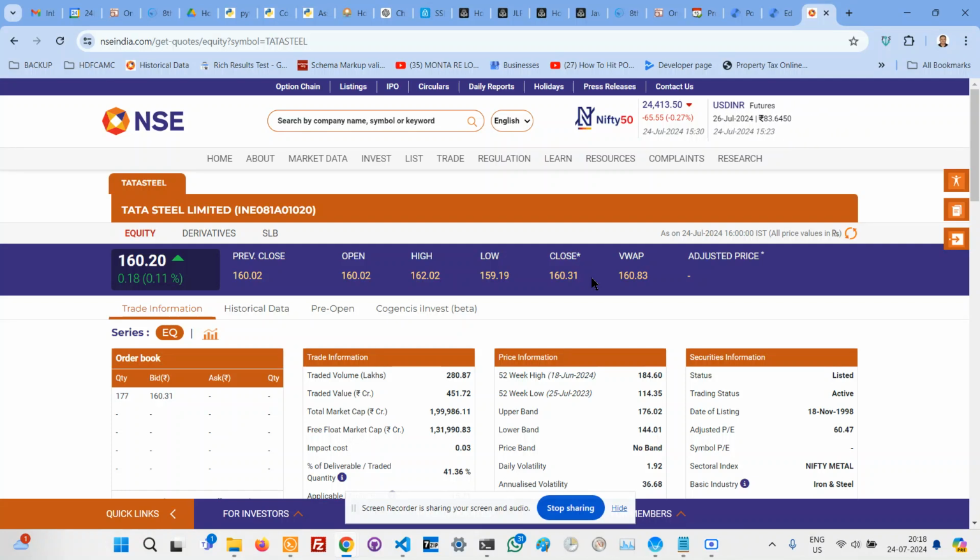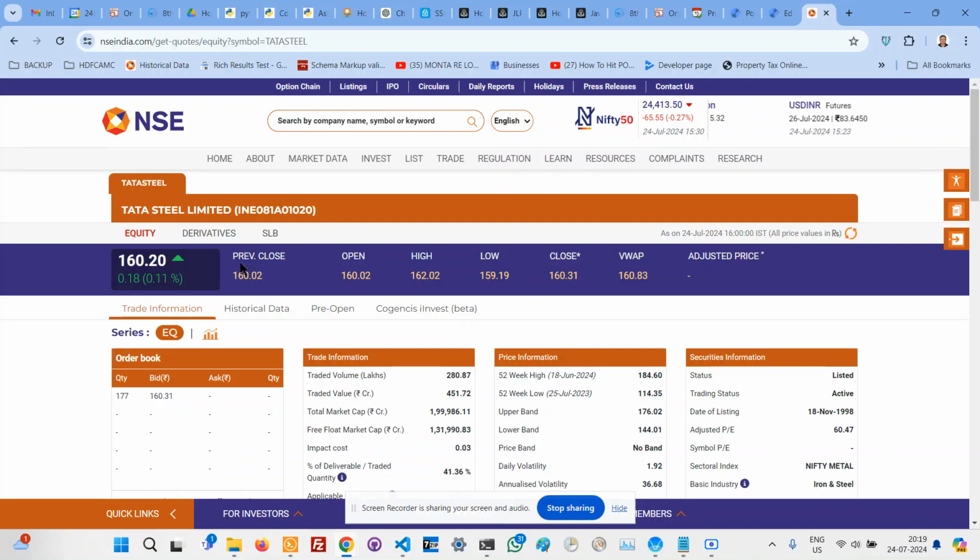So right now, today is July 24th, the market has already closed. Ideally the last price and the close price should have been exactly the same, right? But there is a difference for a certain reason, that we'll explain at some point. Now this previous close is, today being the 24th of July, the 23rd July's closing price.